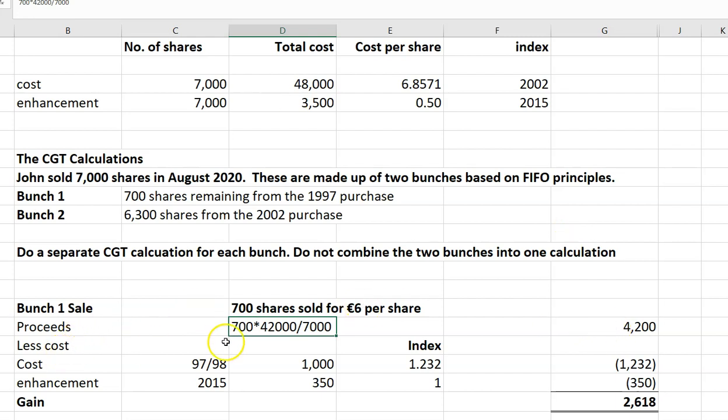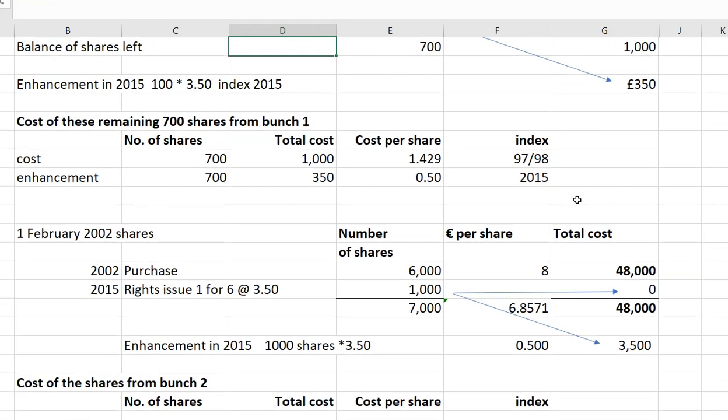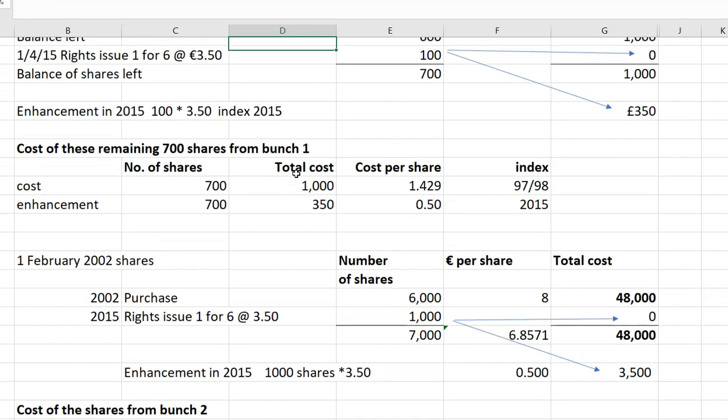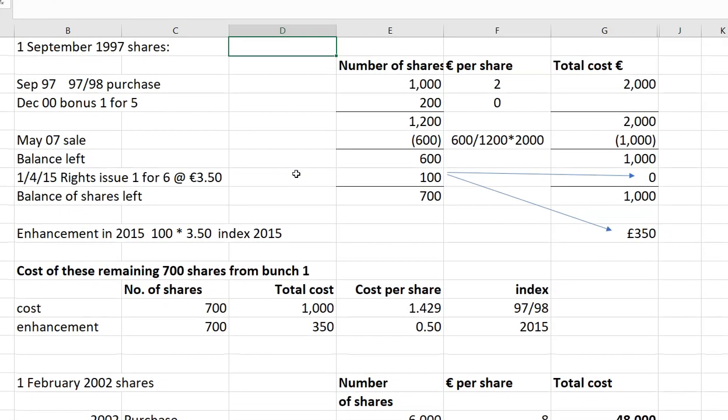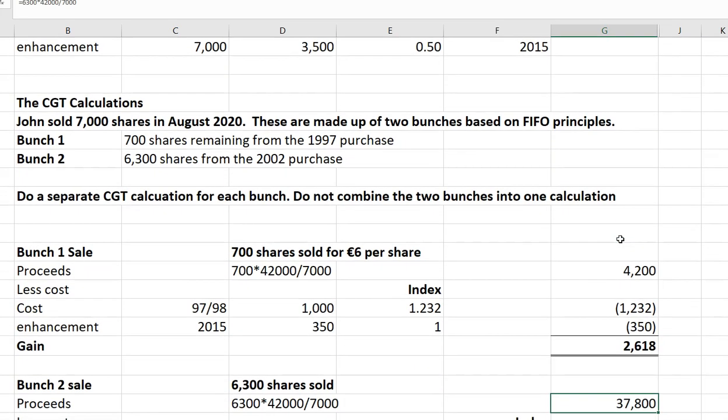And the cost then is, now you can go, but we're selling all of these. So you don't really have any working to do when you're selling all the shares. It's just going to be the total cost and the total enhancement expenditure. Because we're selling all of these shares, so it's the total cost and it's the total enhancement expenditure. So in our cost, we come down here. There's the total cost. And they were purchased in September 97.